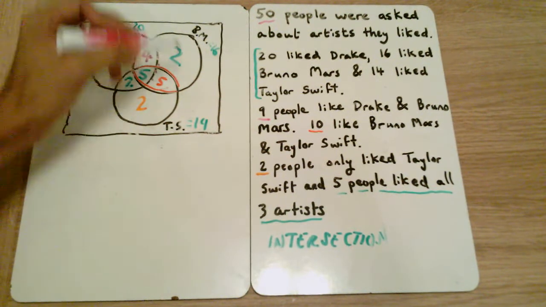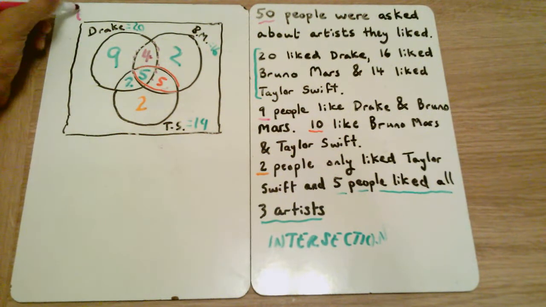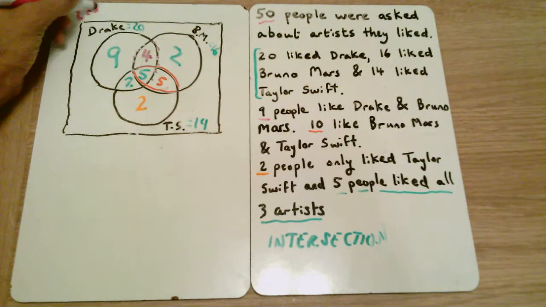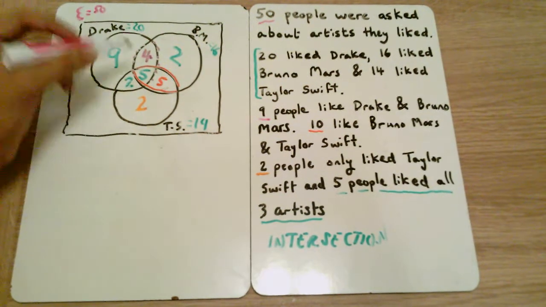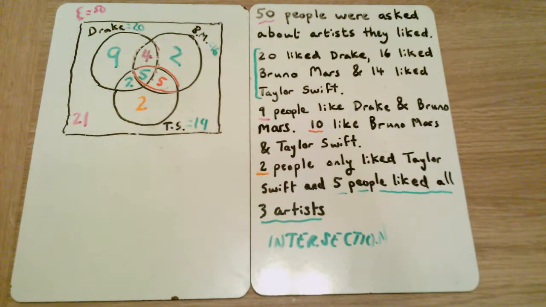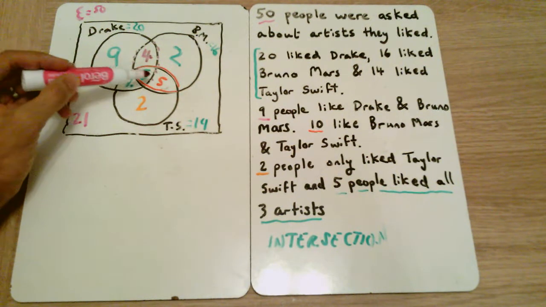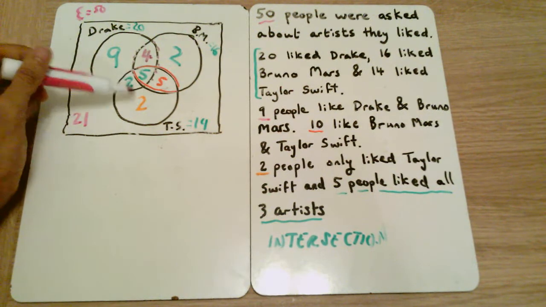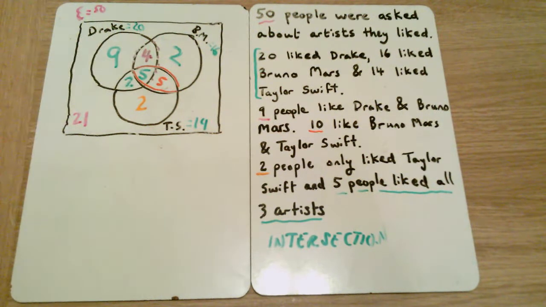There's 29 people so far, whereas the total needs to add to give 50. So there are 29 in the circle, there needs to be 21 on the outside to make our value of 50 in total. 9 plus 21 is 30, 35, 40, 42, 44, 46, and 50. And that is your Venn diagram filled in.